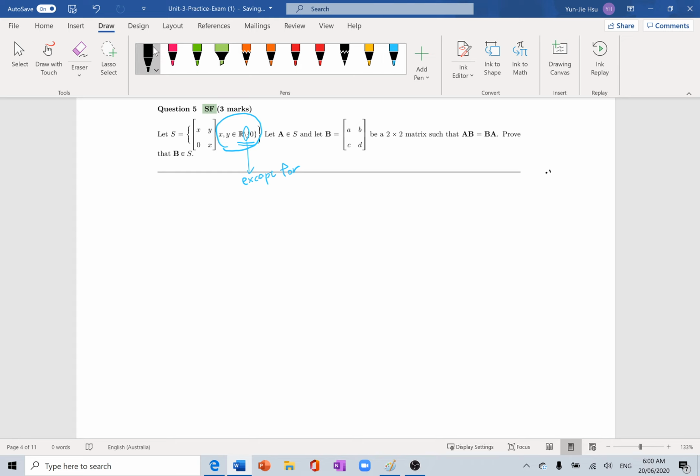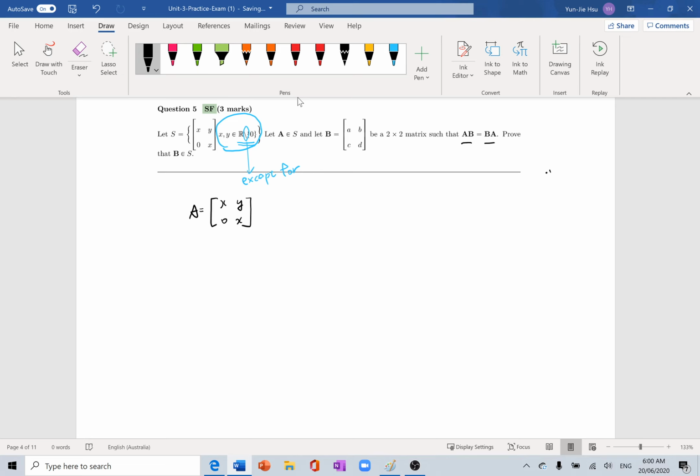Matrix A belongs to the set, so you can just assume matrix A equals [x, y; 0, x], right? And B is [a, b; c, d]. Now the rule is AB equals BA.